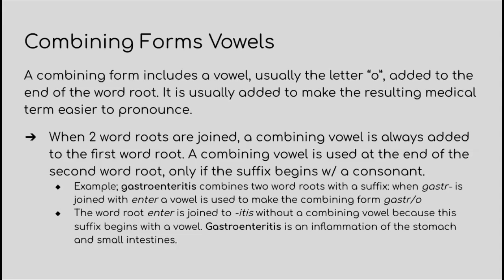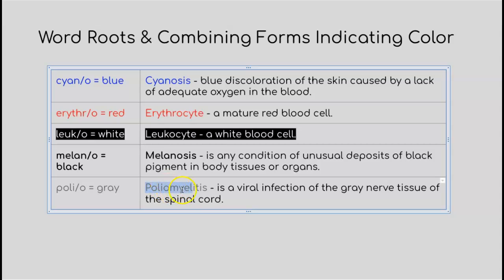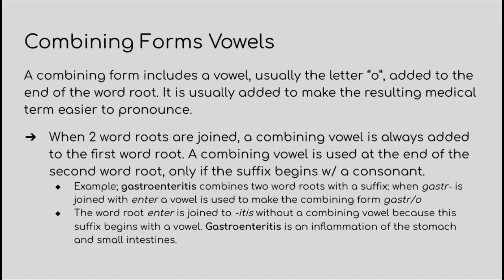Combining form vowels. Okay, so here's where the rules get interesting. A combining form includes a vowel, usually the letter O, added to the end of the word root. It is usually added to make the resulting medical term easier to pronounce, as I had mentioned in the slide before. When 2 word roots are joined together, a combining vowel is always added to the first word root. Just to give you an example, I'm going to go back. Poliomyelitis. You have 2 word roots here. Polio and then myel, and then your suffix is itis. So you have to include the O at the end of poly to make sure that you can conjoin those 2 word roots. So when 2 word roots are joined, a combining vowel is added to the first word root.